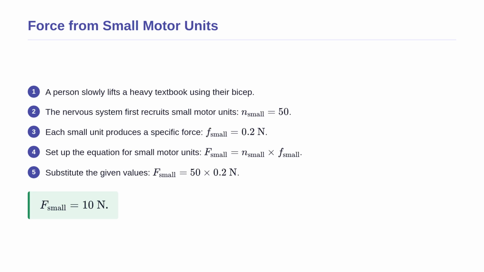We set up our equation specifically for the small motor units. We multiply the 50 active small units by the 0.2 newtons of force produced by each individual unit. This multiplication gives us a final answer of 10 newtons. These small units are highly fatigue resistant and are always recruited first for smooth, controlled movements.